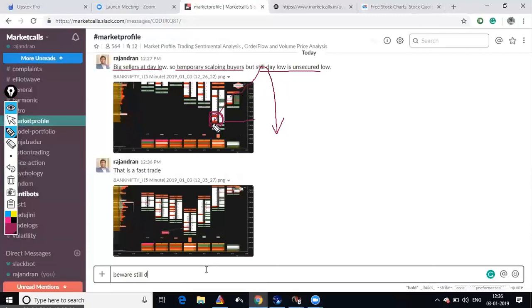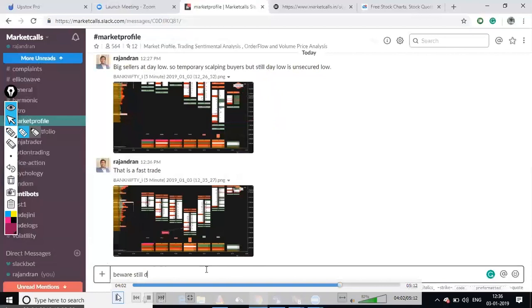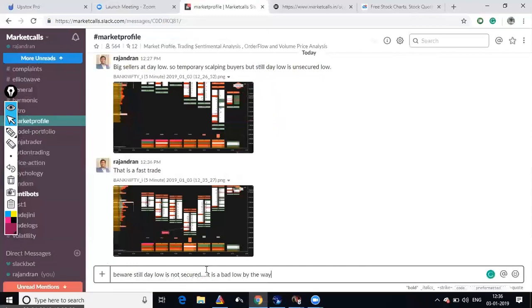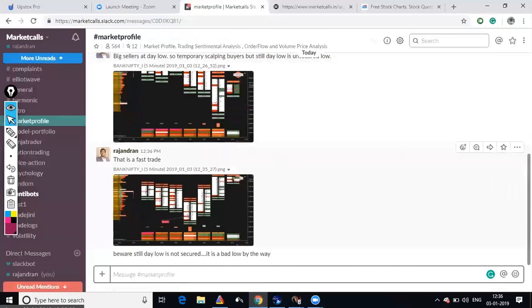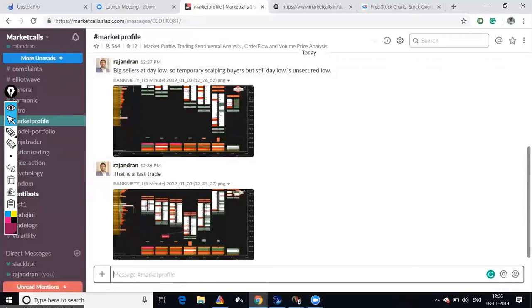If it's a secure low, we don't have a big volume in that candle at all, right? So let me continue the trade here. My comment was: beware, the day low is still not secure. It is a bad low. Whatever low we had is a bad low. That's why if there is any quick uptrend, you should be getting out of the trade there. Once you're done with the VWAP, you should be out of the game.